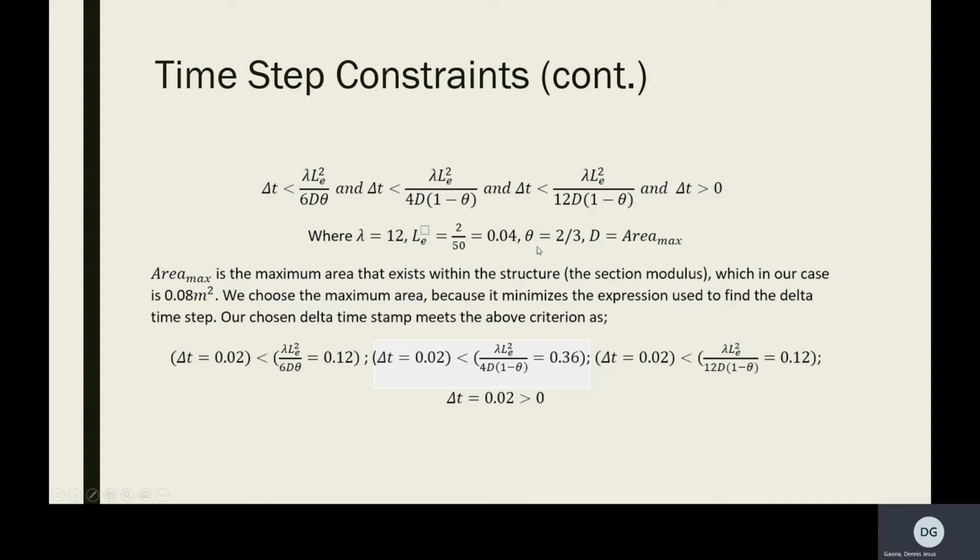We've chosen Galerkin's method, which is theta equals 2/3, and D equal to area max, where area max is the maximum area that exists within the structure. Our structure contains 4 distinct section moduli, and the maximum of those values is 0.08 meters squared. We choose the maximum area because it minimizes the expression above and helps us find the smallest time step. We want to make sure that we are below that time step for each one of these expressions. And as you can see from this formulation below, our time step of 0.02 fits all the criteria.